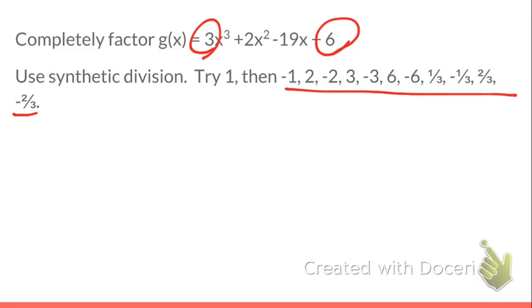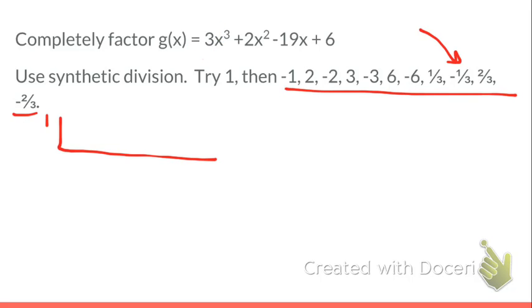Luckily, if it's a cubic, once you find one zero, you can use the quadratic formula to find the other two. So you should never really be doing synthetic division with fractions, all right? Unless you're really desperate. So let's try 1. When you try 1, we're looking for a remainder of 0. We're going to try 1 because it's just easy to work with.